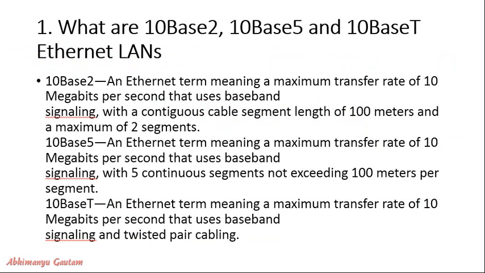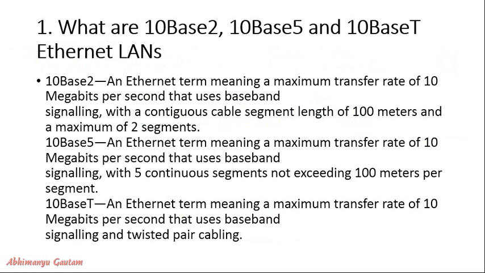What are 10Base2, 10Base5 and 10BaseT Ethernet LANs? 10Base2 is an Ethernet term meaning a maximum transport rate of 10 megabits per second that uses baseband signaling, with a continuous cable segment length of 100 meters and a maximum length of 2 segments.